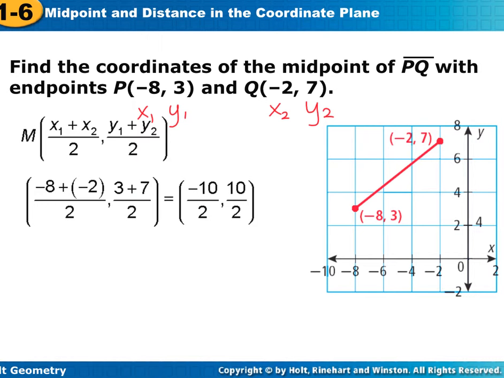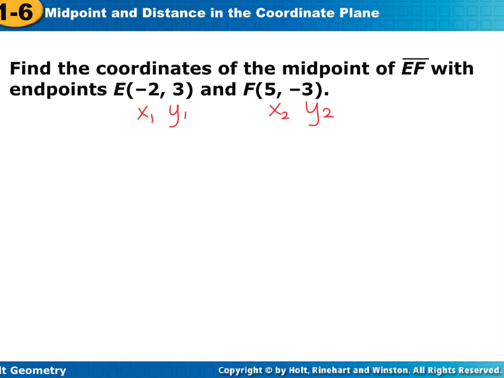The midpoint should have been negative 5, 5. Question on that first example? Okay, let's try another one. I want point E to be negative 2, 3, and point F as 5, negative 3. Let's have you calculate first and then check on the graph.